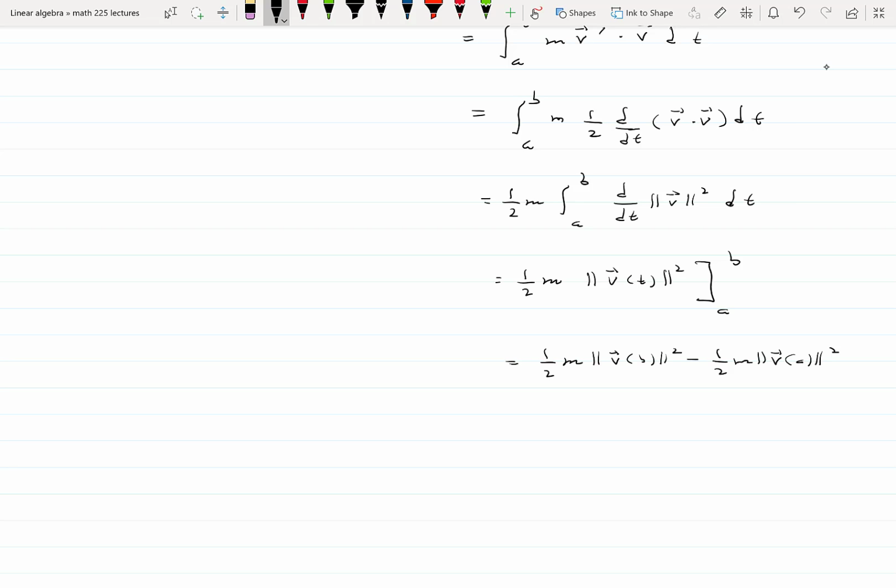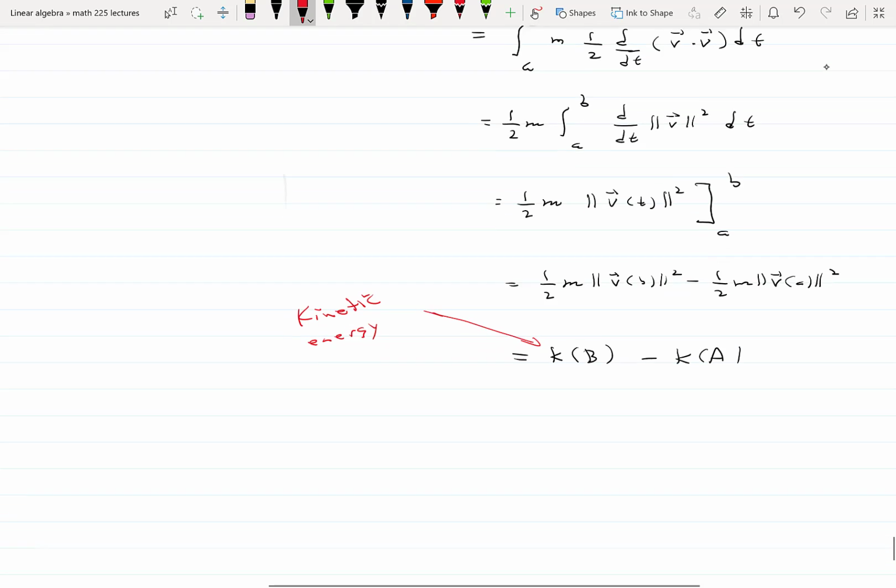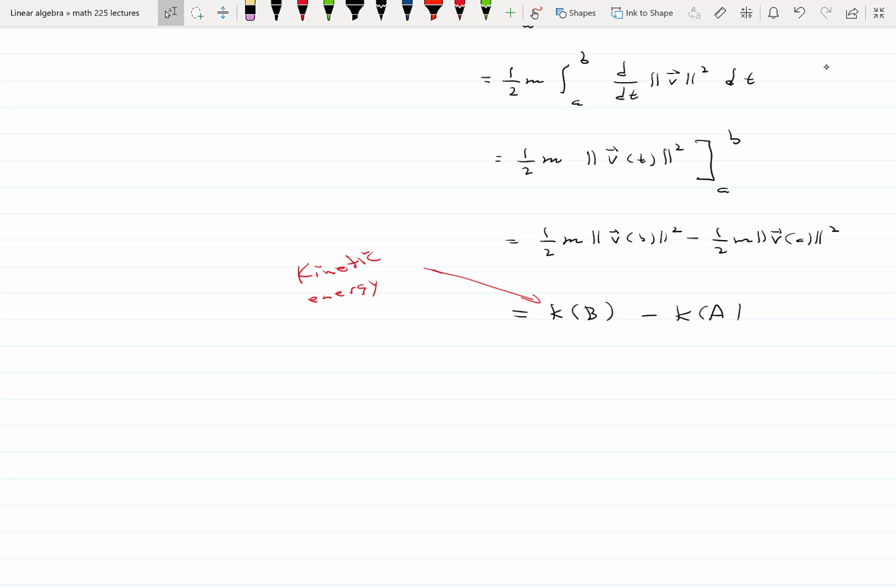Physics types, what's 1/2 mv squared? That's kinetic energy. Okay, this is the kinetic energy at B minus the kinetic energy at A, where K means kinetic energy. If you haven't had physics, don't worry about it. You'll be seeing this stuff soon enough when you take physics, unless you're a computer science major or something. And hopefully it's just interesting. This is the work energy theorem.